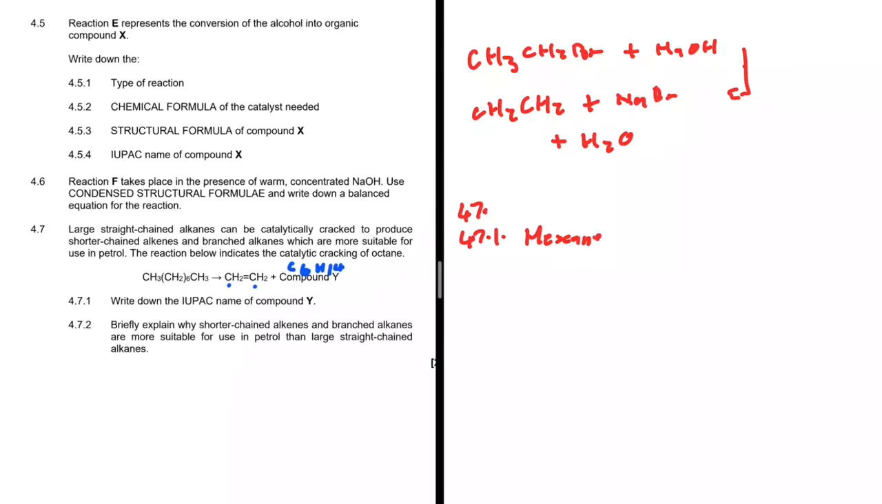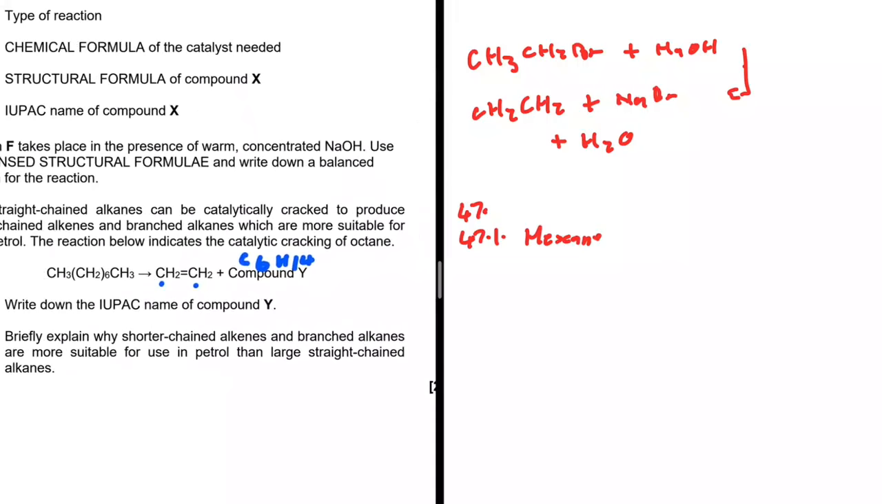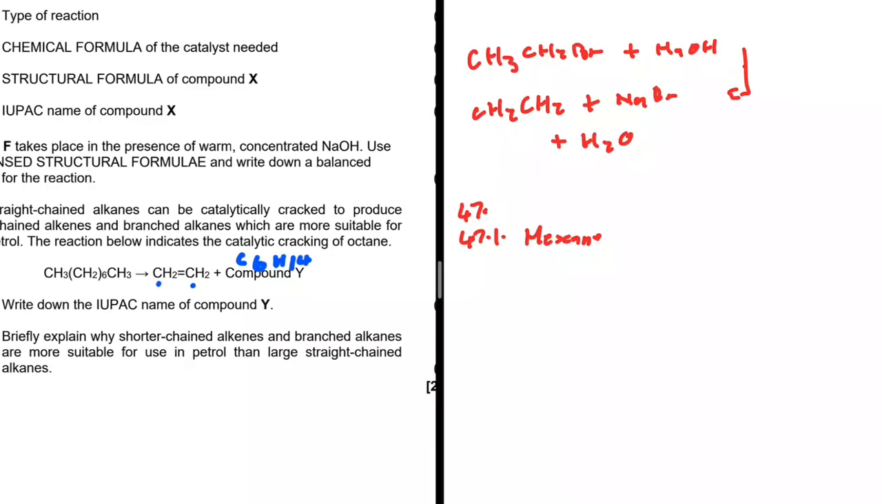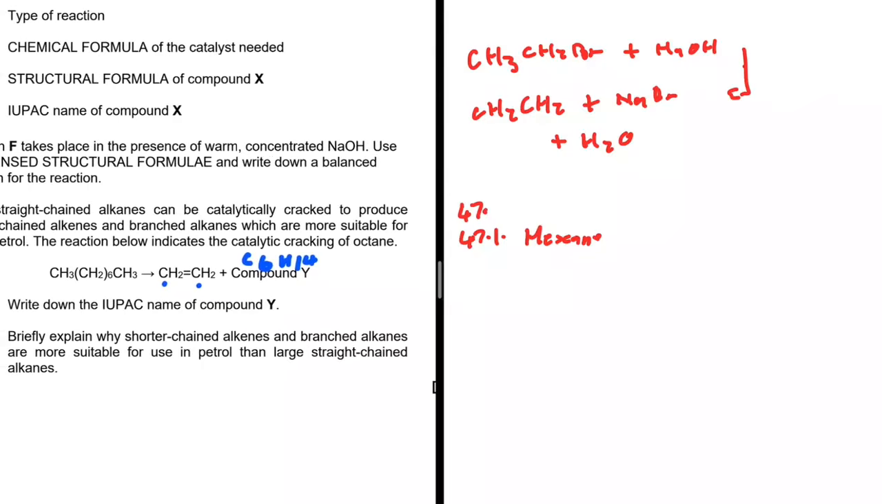And then 4.7.2, briefly explain why shorter chain alkenes and branched alkanes are more suitable for use in petrol than larger straight chain alkanes. So what do you think the answer to this question is? Right, maybe just to give you a hint, think about intermolecular forces, energy required, and so on. Let me know in the comments what your answer to this question is.